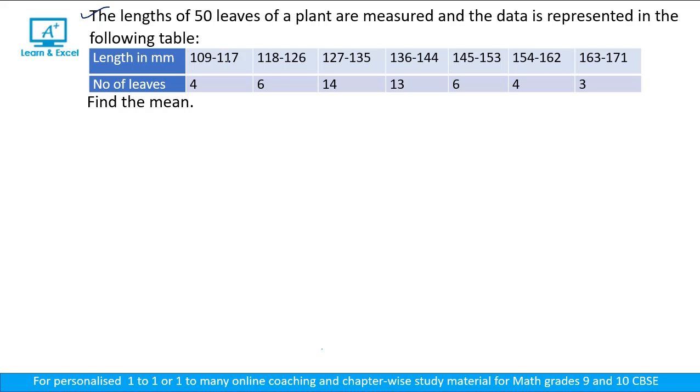Now first let us look at the class interval. Here we can see that we have 117 and here we have 118. So the class interval is not continuous. We have to make the class interval continuous.